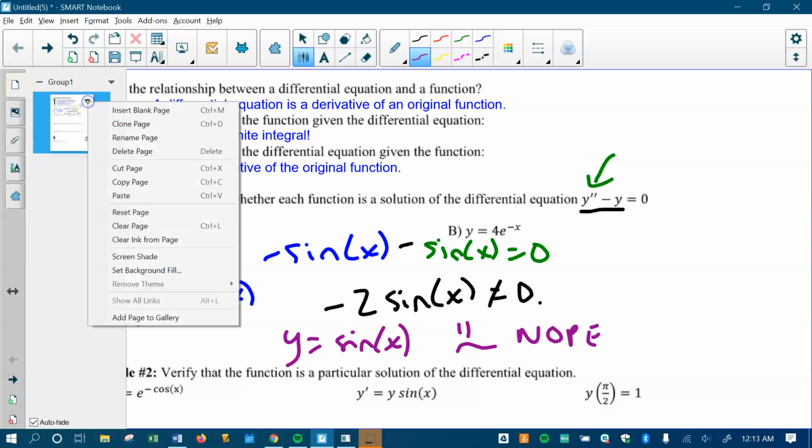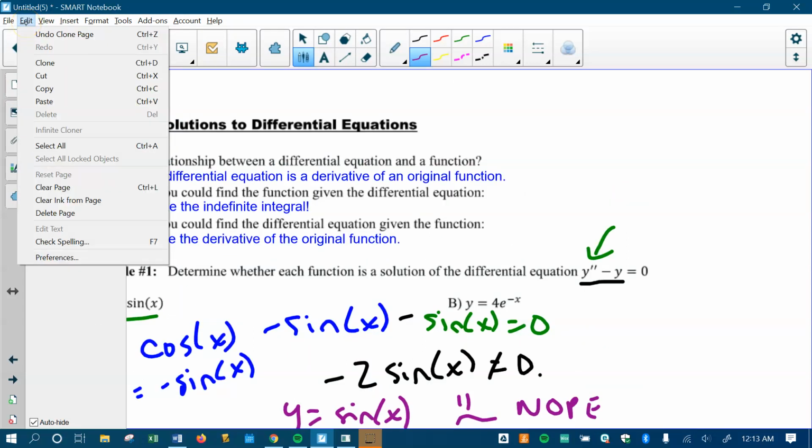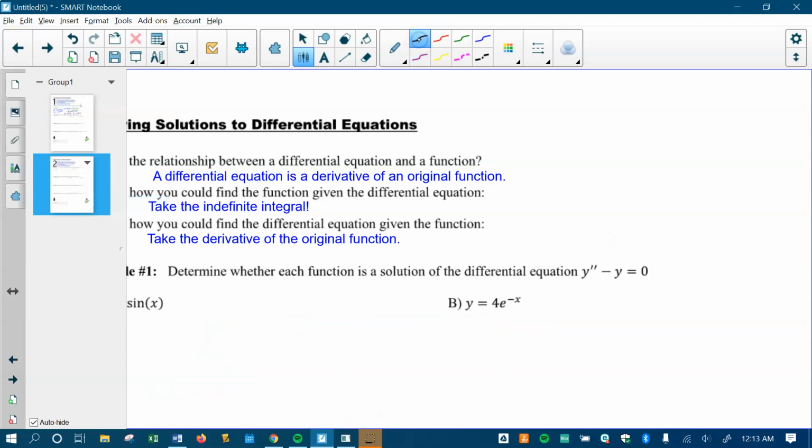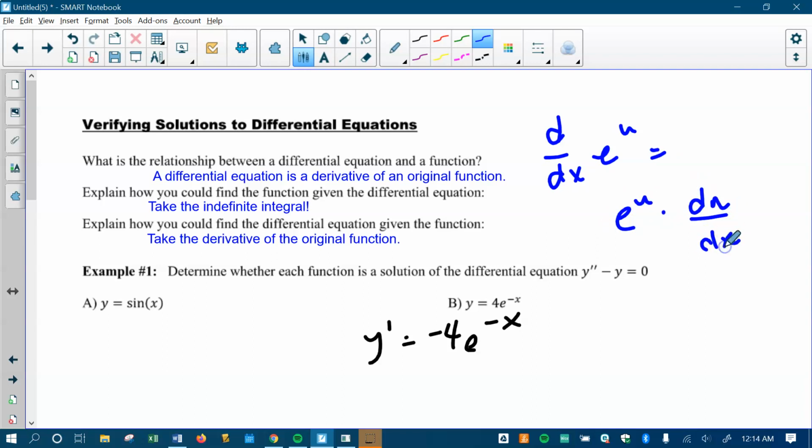I'm just going to duplicate the page here because I wrote too big. All right, so for B, again, I'm going to take the second derivative. So let's do y prime. That's negative 4e to the negative x. The 4 just stays in front. The derivative of e to the u, in case you need it, is the function itself times the derivative of the exponent. So that's why we get negative 4e to the negative x, which means that if you want to work ahead of me here, the second derivative, y double prime, is 4e to the negative x.